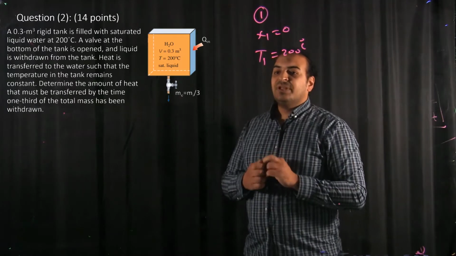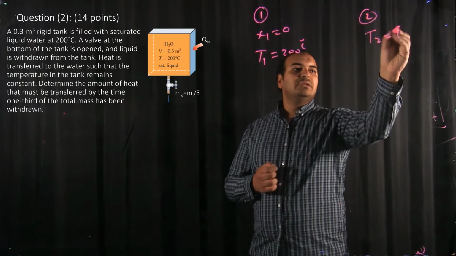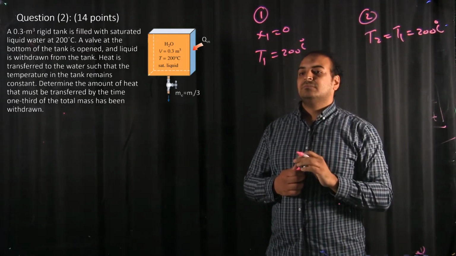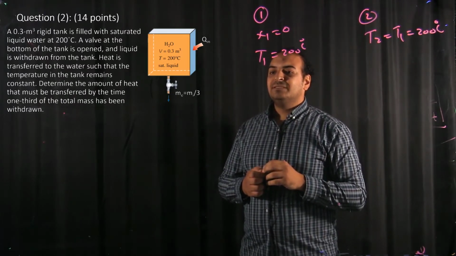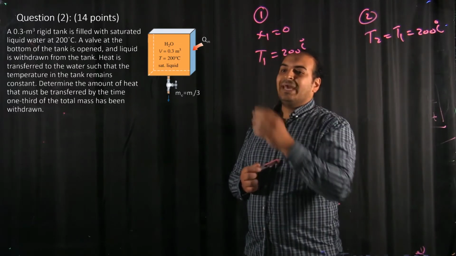Such that the temperature in the tank remains constant. So T2 equals T1 equals 200 Celsius. So temperature remains constant in this process. Determine the amount of heat that must be transferred. How much watt or joule I added to the system.